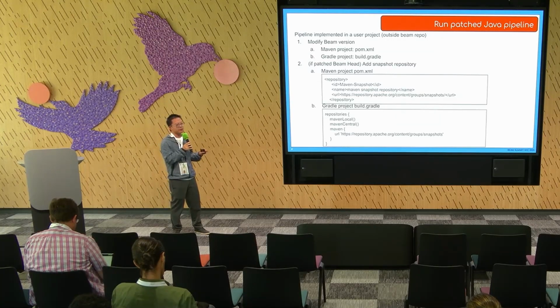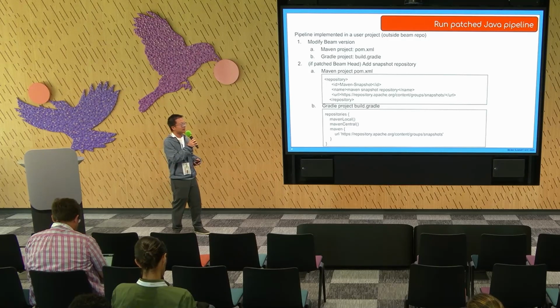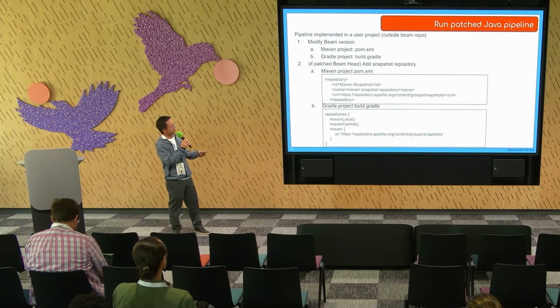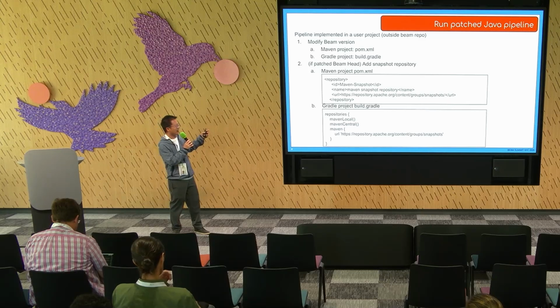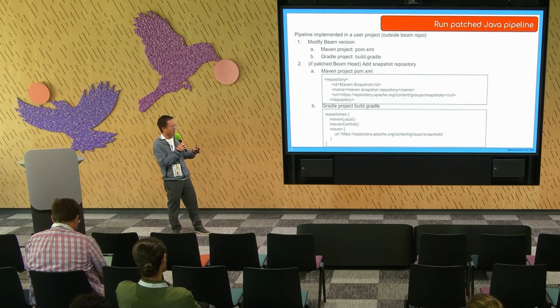We now actually have two projects. One is the Beam project, and the other is the project of your pipeline. First, here is about your user project. You can use a Maven project or a Gradle project. And for the Maven project, you will need to add the Maven snapshot repository and the Maven local repository to your POM file. That defines your Maven project.